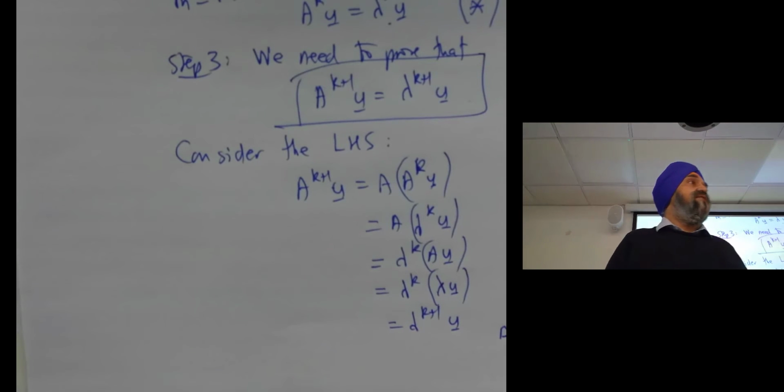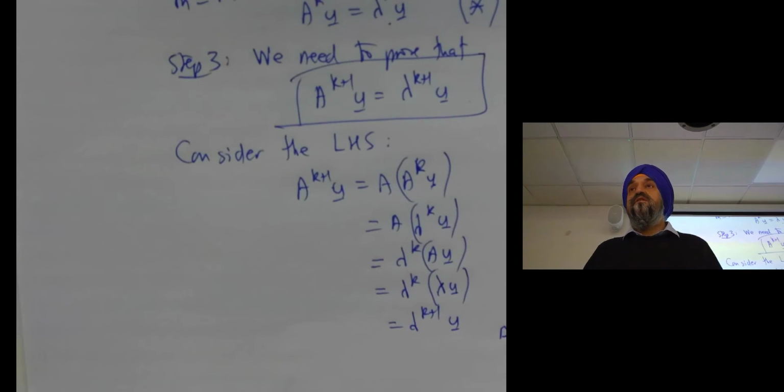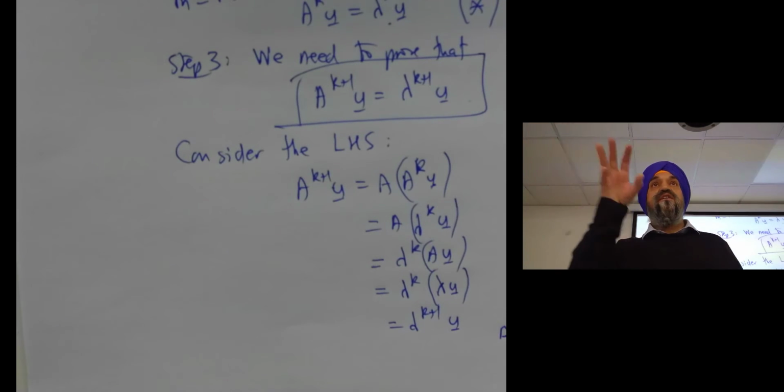If A has an eigenvalue of 5, then A squared will have an eigenvalue of 25. Same eigenvector. The eigenvector doesn't change. That remains the same. You can check that.